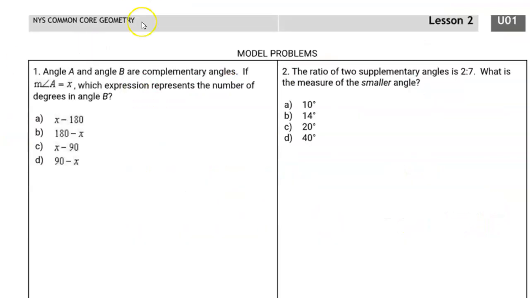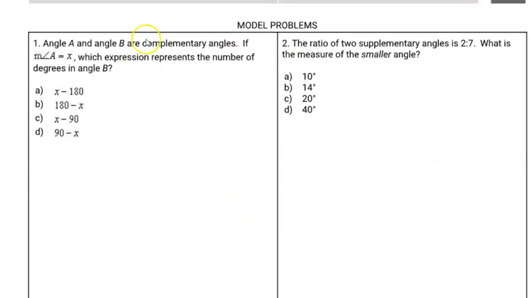Moving on. In the model problems, you'll see that there are uses of vocabulary words here. For example, here we talk about complementary angles, and here we talk about supplementary angles. Take a few moments to look over these problems and try to think of what to do first. I'll let you pause the video and then come back to see an explanation.